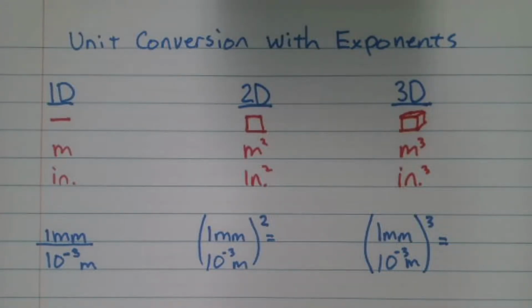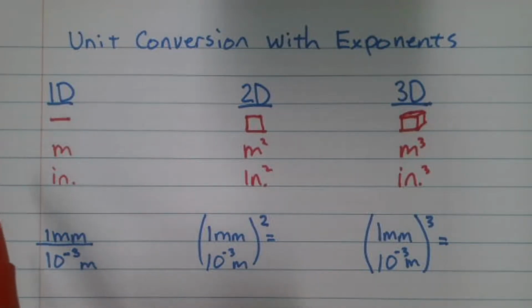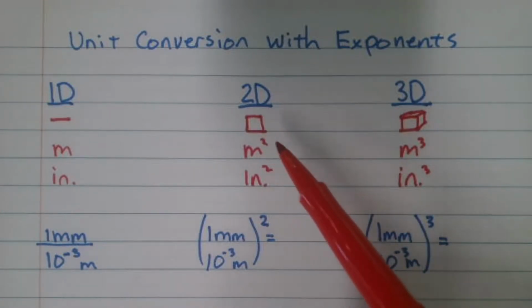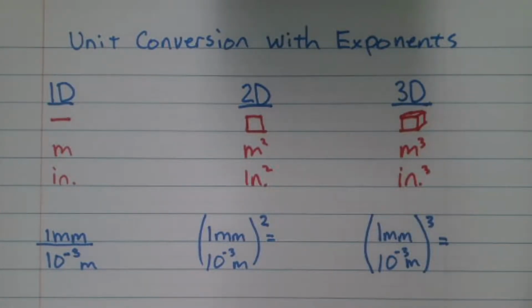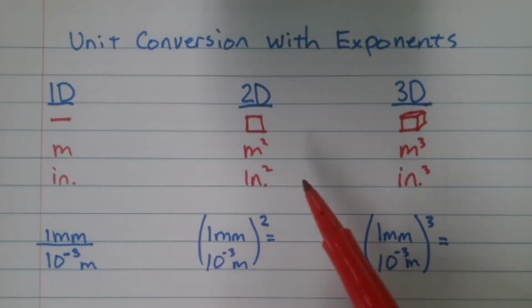Sometimes when we're doing unit conversions, the units have exponents. So here's a couple examples. If you're looking at something in one dimension, that would just be a line. That could be meters, that could be inches. Two dimensions would be a square or a shape, just a two-dimensional shape, right? That's meters squared or inches squared.